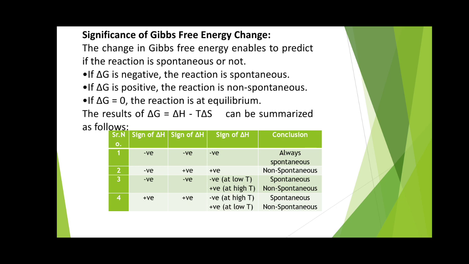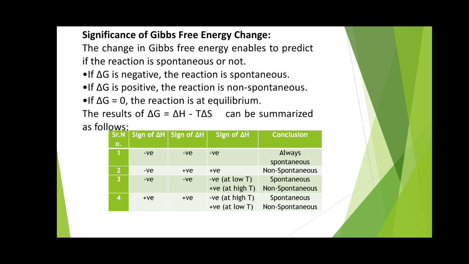Now here, always remember these three important significances. One is, if delta G is negative, the reaction is spontaneous. If delta G is positive, the reaction is non-spontaneous. Remember, again I will repeat, delta G is negative, reaction is spontaneous. If delta G is positive, reaction is non-spontaneous. And if delta G is 0, that means the reaction is at equilibrium.